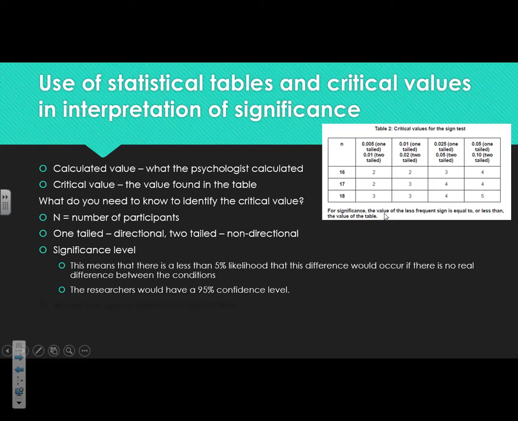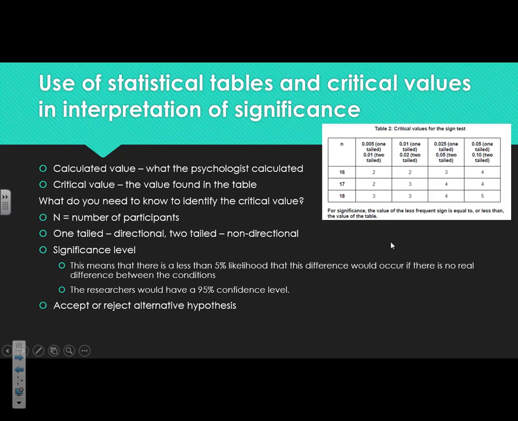For significance, the calculated value of the less frequent sign has to be equal to or less than the value in the table. So I would then write 1 is equal to or less than 5. So that is correct. Therefore we would confirm that our results were statistically significant, with less than a 5% likelihood that the results, even though we found them significant, are actually due to chance. So we would accept the alternative hypothesis and reject the null hypothesis. So that's it, nice and simple.